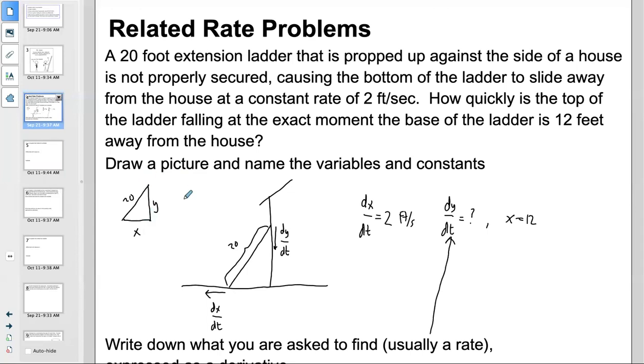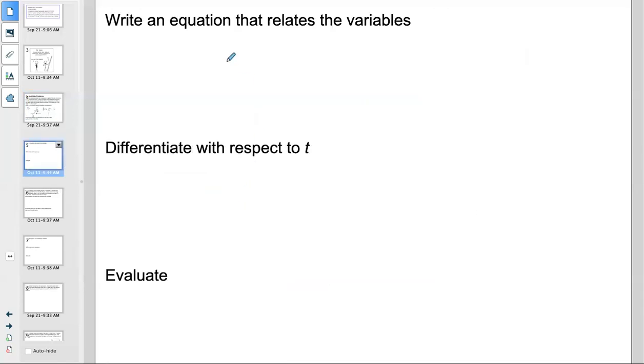And the assumption, and it doesn't say this, is that the side of the house makes a right angle right here, which means that this is a right triangle. I know a relationship between the two legs of a right triangle and the hypotenuse, namely the Pythagorean theorem. So I could say x squared plus y squared equals 20 squared. That's the Pythagorean theorem applied to that little triangle I drew before with x, y, and 20.